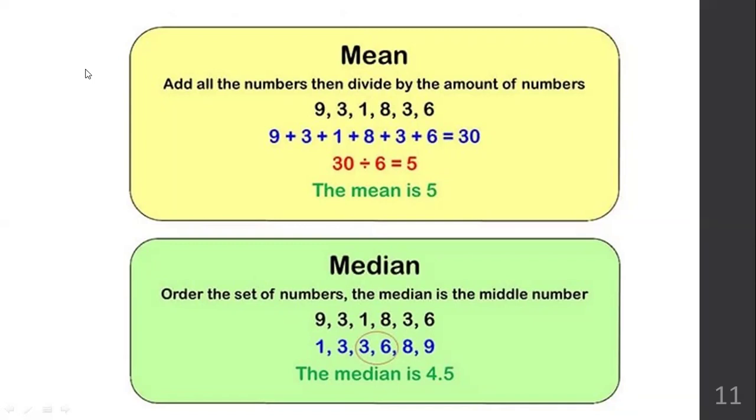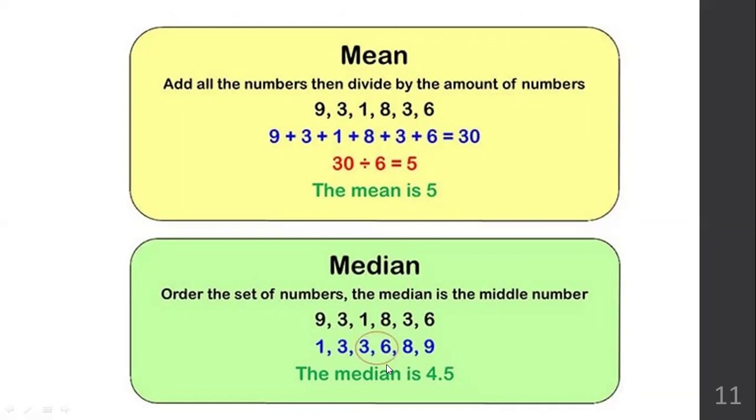So mean is the sum of the observations divided by number of observations. Simple formula. Then you have median. To find out the median, first you have to arrange the observations in either ascending order or descending order. Smallest to the biggest number, or biggest number to the smallest number. In any way, you have to arrange it.